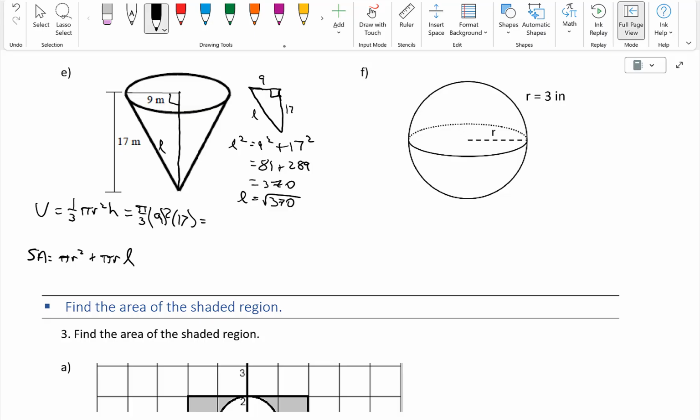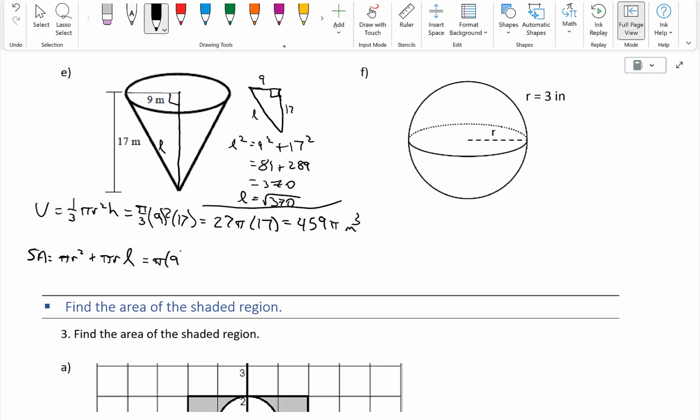So 9 squared would be 81, but if we take one of those 3's away, we get 27 pi, and then we still have to multiply by 17 there. 27 and 17 give me 459 pi meters cubed. And then for my surface area, I want to plug some stuff in.